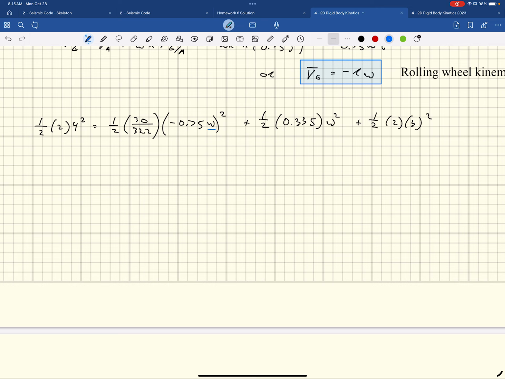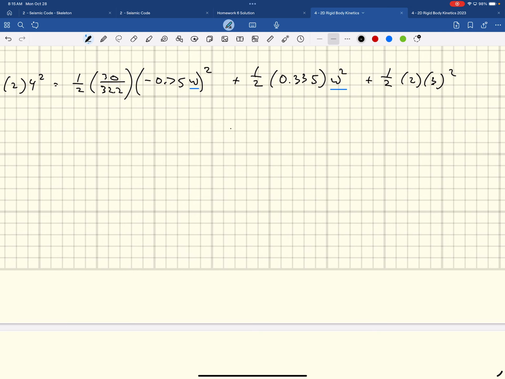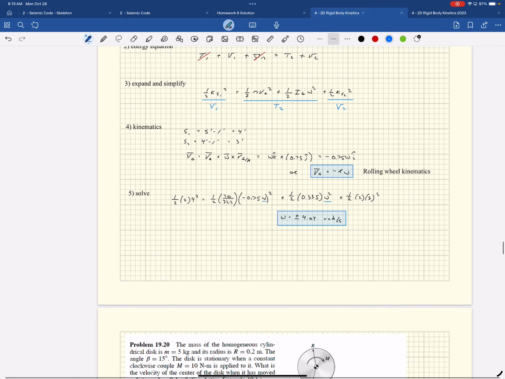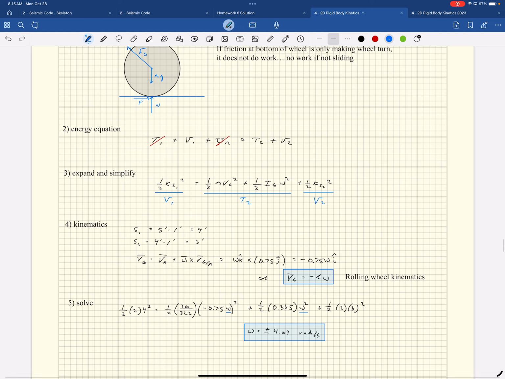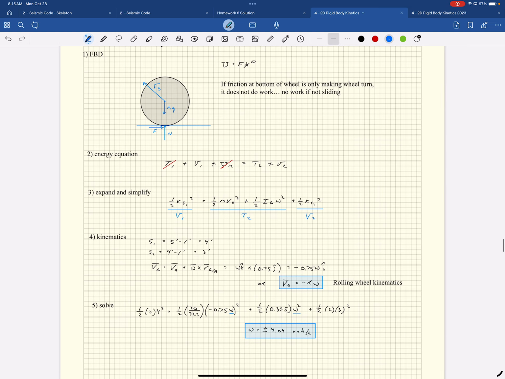And so just boop, boop, boop, boop. And in my calculator, I get omega is equal to plus or minus 4.04 rad/s. And that's what the answer is. But then you can apply a little bit of logic in there and see, is it positive or is it negative? Should it be positive or negative?